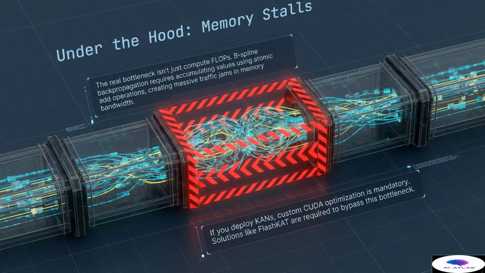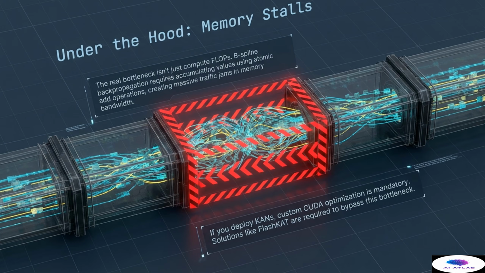Going deeper under the hood, we see that the real bottleneck is not just about raw compute operations. The challenge with memory stalls is a major factor. B-spline backpropagation requires accumulating values using atomic add operations, which can create massive traffic jams in memory bandwidth. This isn't just a matter of needing more power. It is about how data moves through the system. If you want to deploy KANs effectively today, custom CUDA optimization is absolutely mandatory to get acceptable performance.